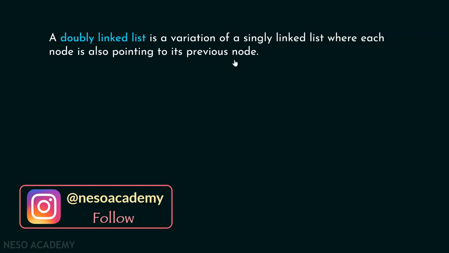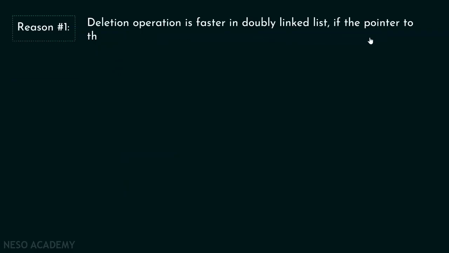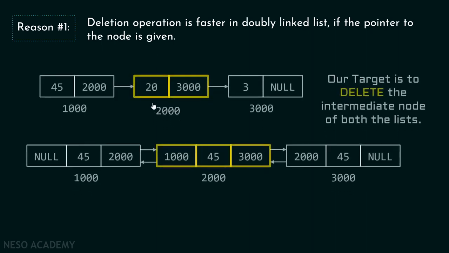So we can say that a doubly linked list is more powerful than a singly linked list. But have you ever wondered why we even need a doubly linked list? Reason number 1. Deletion operation is faster in a doubly linked list if the pointer to the node is given. Now understand this, that deletion operation is faster in case of a doubly linked list if the pointer to the node we want to delete is given to us. Let's try to understand why.